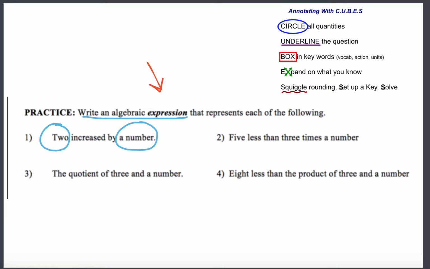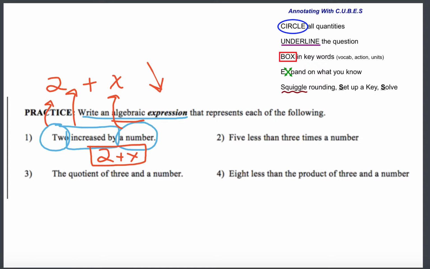Some keywords are "increased by" in this expression. And if I'm going to expand on what I know, that means plus. I also know that a number means a variable, so I'm going to use x to represent it. I also know that this is just another way of writing the number 2. So now I've actually finished what they've asked us to do, writing an algebraic expression. 2 plus x represents 2 increased by a number.